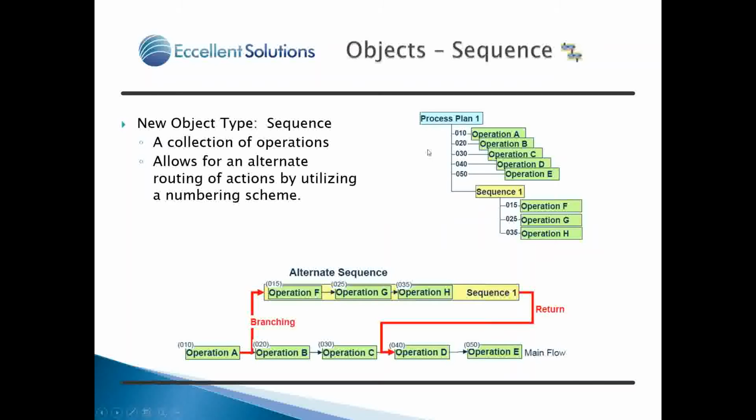Here we see an example where process plan 1 has operations A through E as its standard operating procedure for the main flow, but we can incorporate a sequence 1 with operations F, G, and H that essentially are a substitute for operations B and C, where the whole process begins with operation F right before operation B, and then ends with operation H being completed right before operation D begins.